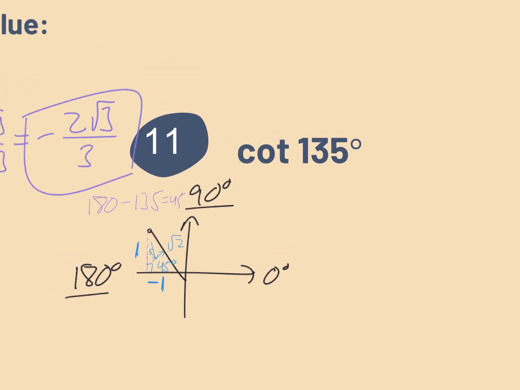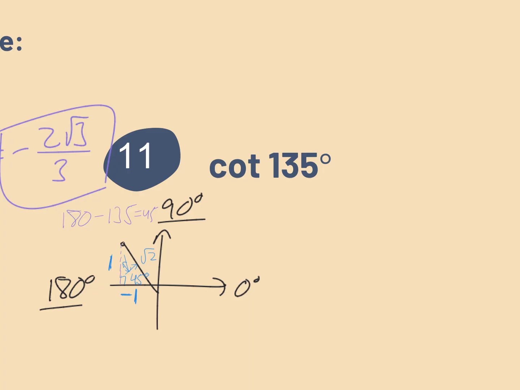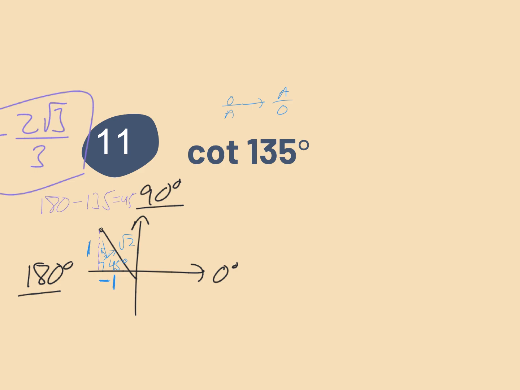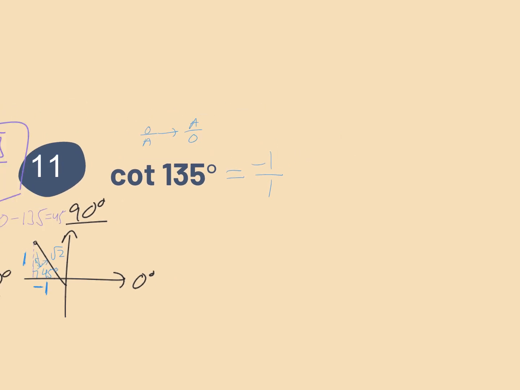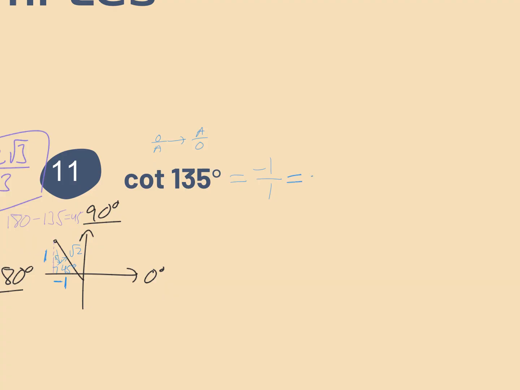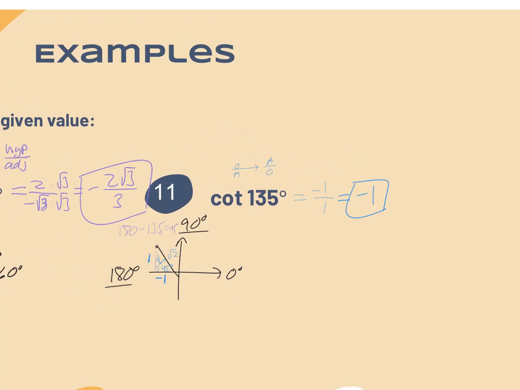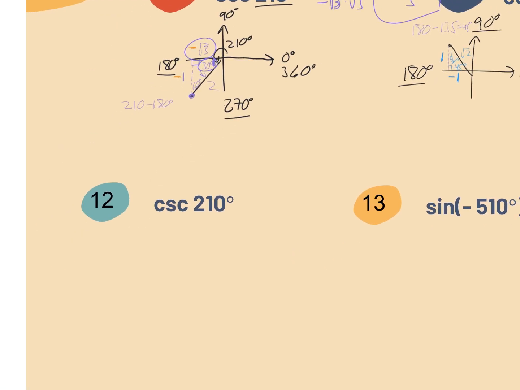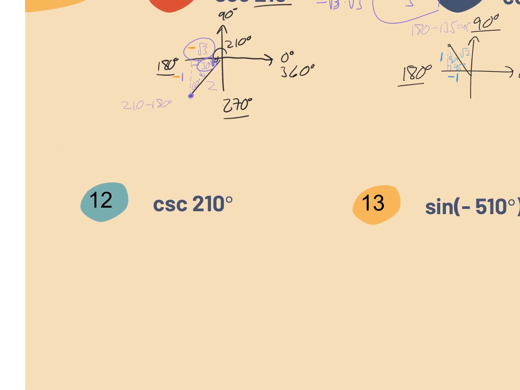All right, so then cotangent is just the reciprocal of tangent. So if tangent is opposite over adjacent, then cotangent is going to be adjacent over opposite. In this case, our adjacent is going to be -1, and our opposite is going to be 1. -1 over 1 is just going to get you -1. All right, now do the same thing with the next one, cosecant of 210.